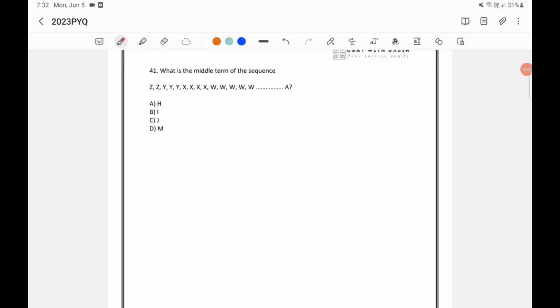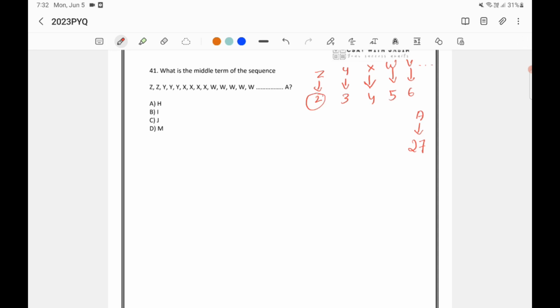So what is the middle term in the sequence? Z, Z, Y, Y, Y, X, X, X, X, like that. So Z is coming 2 times, then Y is coming 3 times, X is coming 4 times, right? W will be coming 5 times and V will be coming 6 times and so on. Finally, how many times will A come? It will be 27, because there are 26 alphabets, and it is starting from 2, not 1. Remember that. So A will come not 26 but 27 times.